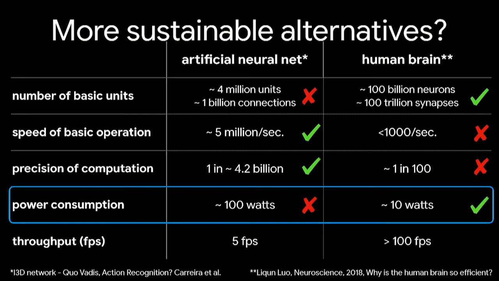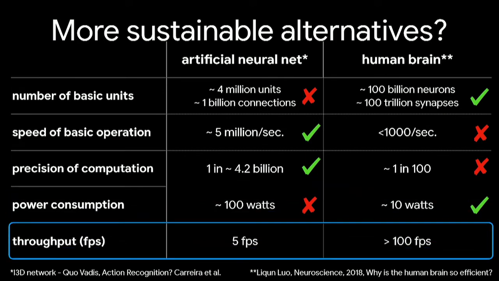So, and yet, with all these advantages on the side of the electronic devices, we are still running at 5 frames per second when the human brain can actually process more than 100 frames per second. So this kind of points to the fact that we are doing something clearly suboptimal with our artificial neural networks.